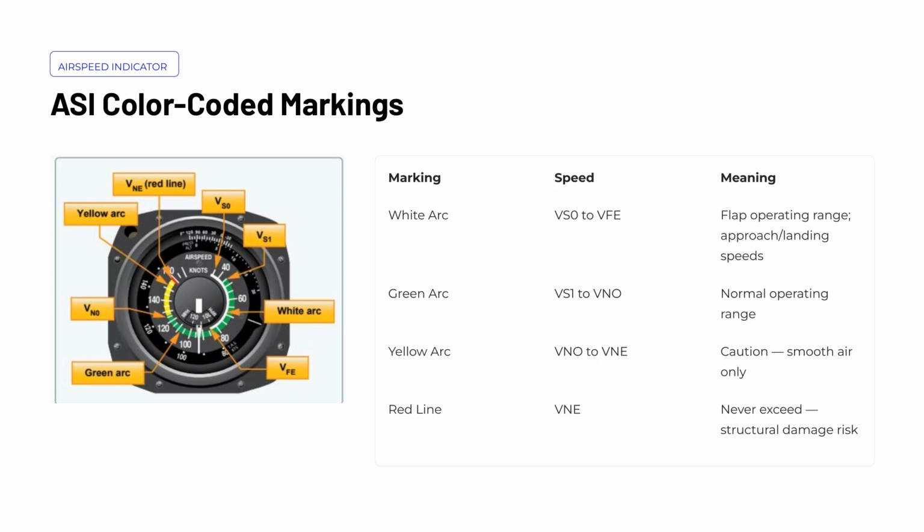The red line marks VNE, the never exceed speed. Operating at or beyond this speed risks structural damage or failure. Treat it as an absolute limit with no exceptions. Understanding these markings and what they represent is fundamental to safe airspeed management throughout every phase of flight.